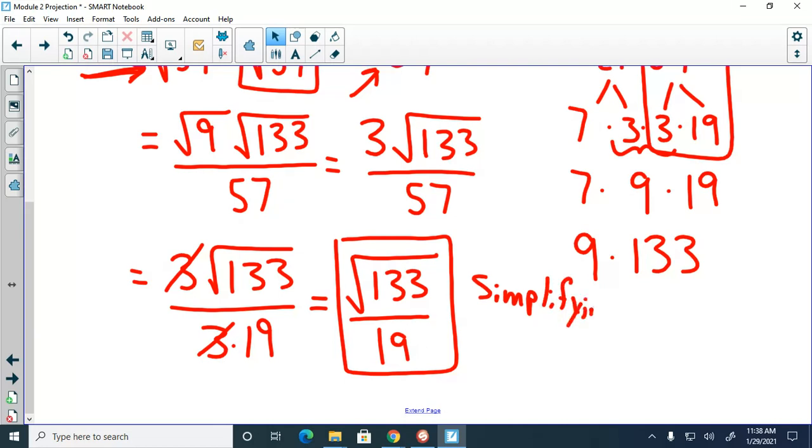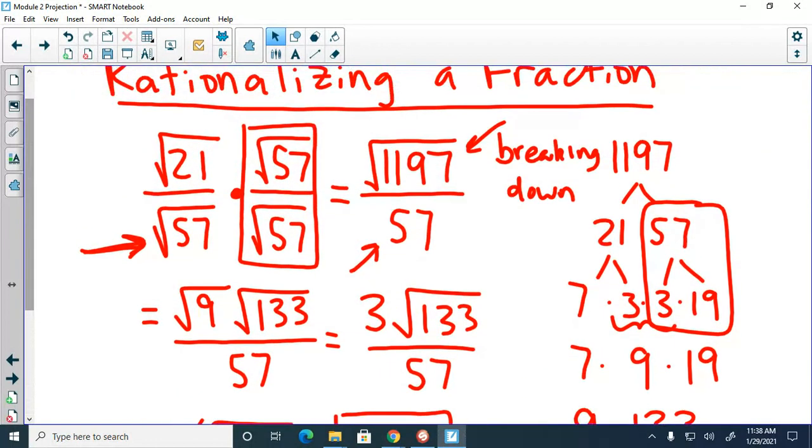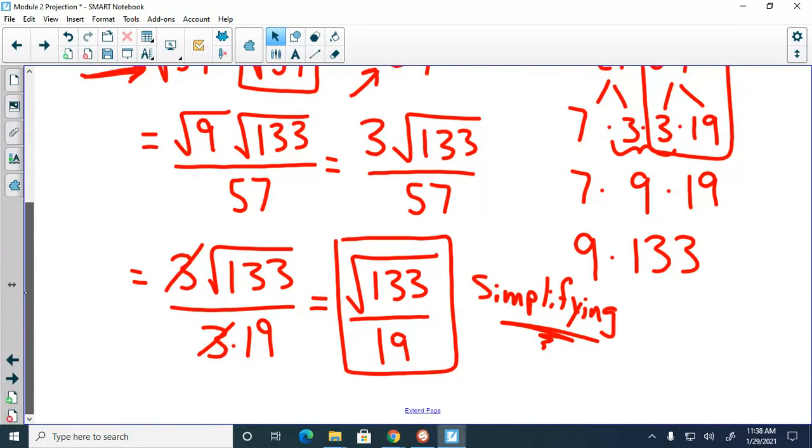Let me know if you'd like another example of this, or you can watch this multiple times and try to go through the process with your example, so that doing the same process for you, you should be able to rationalize any fraction that has a square root on the bottom, and then you should be able to simplify that down to your final answer in its most simplified form.